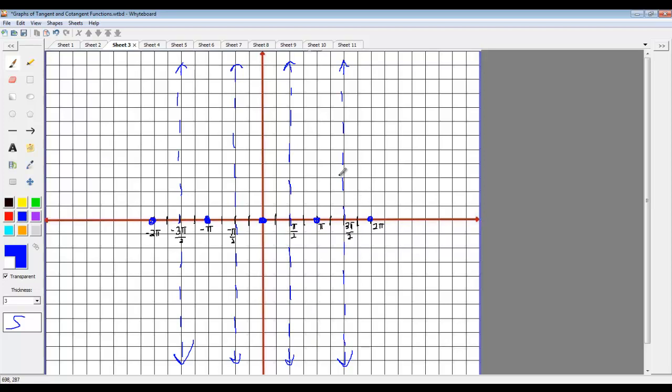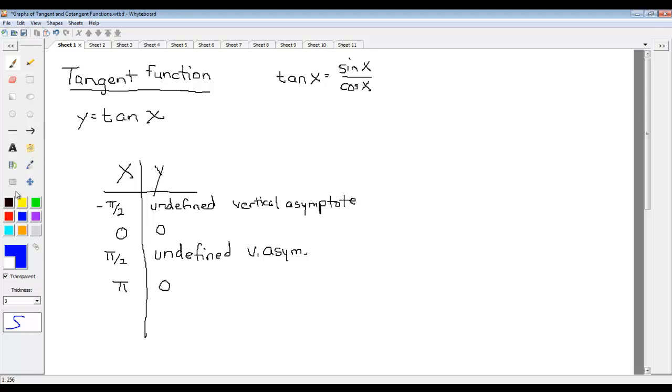Right, but we really do need some more values. Let's get a couple more. Let's get some in between. Let's look at negative 3 pi over 4. Let's look at negative pi over 4. Let's look at pi over 4. Let's look at 3 pi over 4.